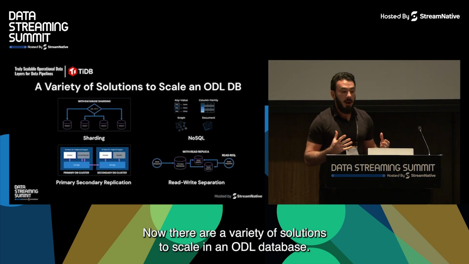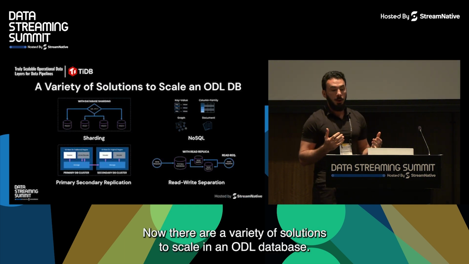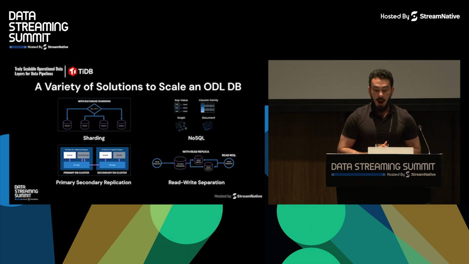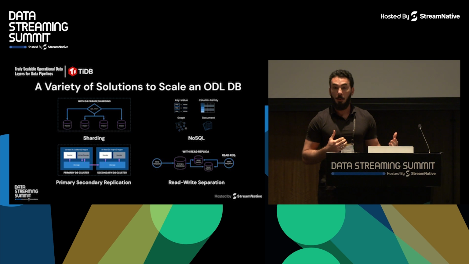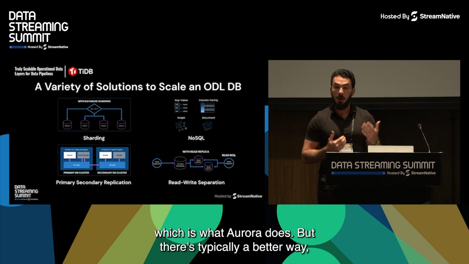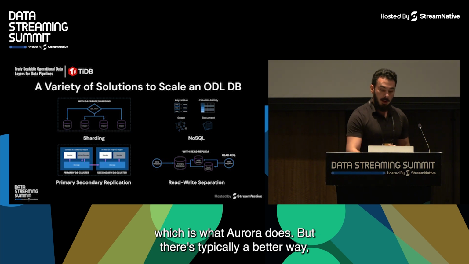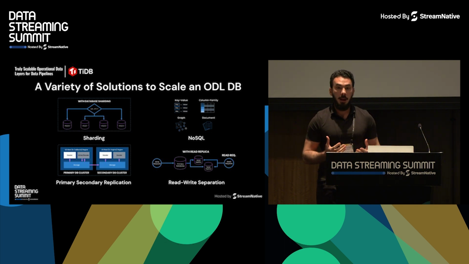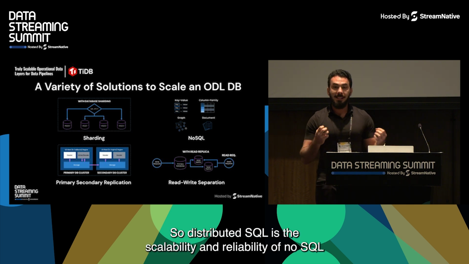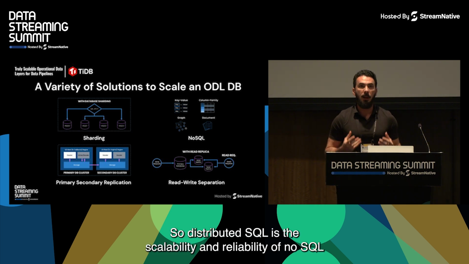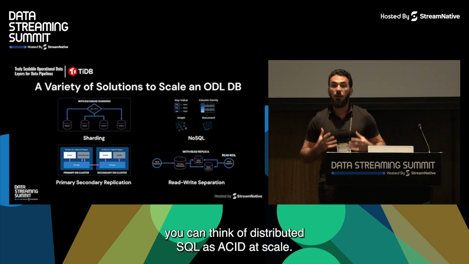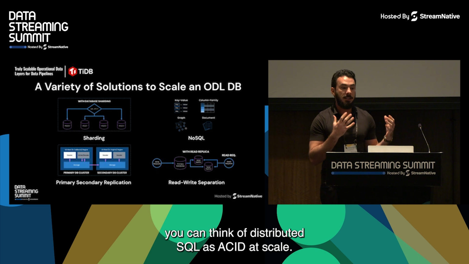Now, there are a variety of solutions to scale an OLTP database. You can do the old school route. You can do database sharding. You can go the NoSQL route. You can do primary-secondary replication, or you can do read-write separation, which is what Aurora does. But there's typically a better way. And that better way is distributed SQL. Distributed SQL is the scalability and reliability of NoSQL with the same functionality of relational databases. You can think of distributed SQL as ACID at scale.